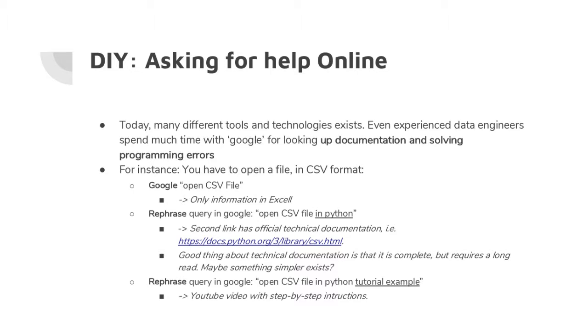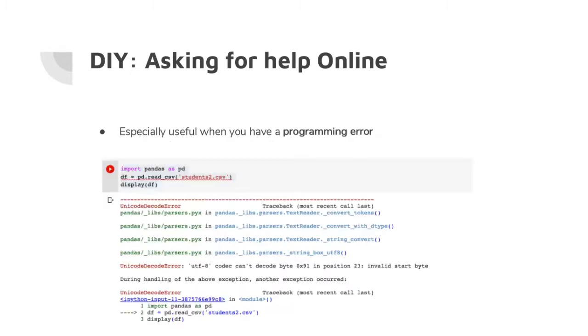But maybe the technical documentation is complete but requires a long read, and maybe you want something simpler. So then you query "open CSV file in Python tutorial example". And if you do that, you find a YouTube video with step-by-step instructions, and that's maybe more useful for you. So that's how you can look up information.